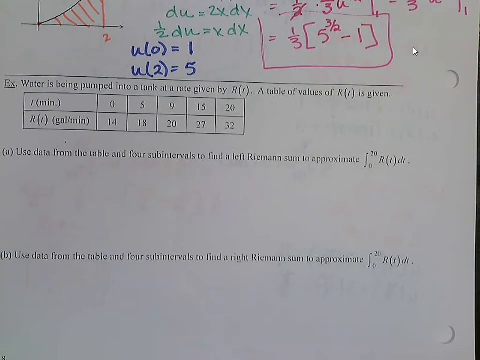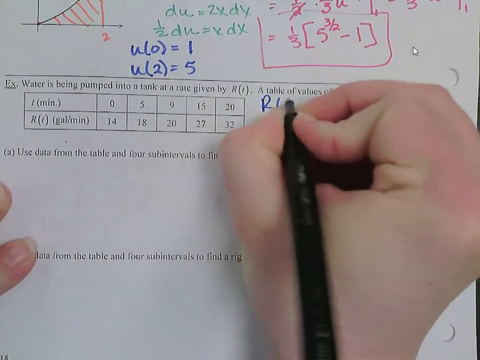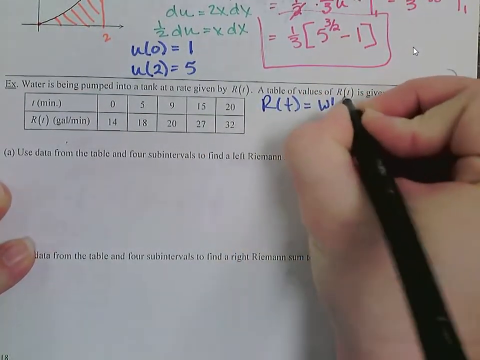So if I integrate the rate of change of the volume of the water, then I'm going to find the area, which represents what? If I integrate rate of change, I find amount of change. In other words, if I let W represent the volume of the water in the tank, then R of t represents the derivative of W of t.